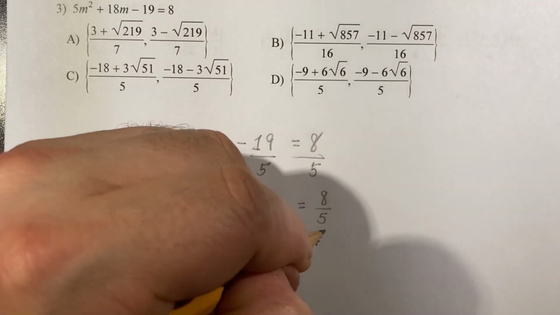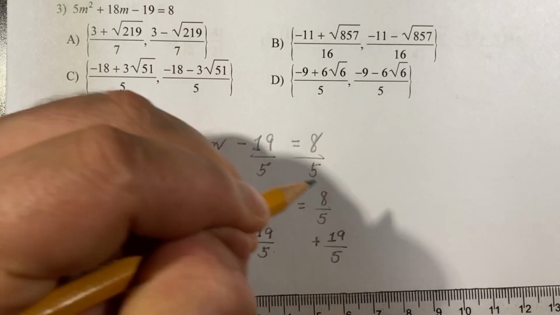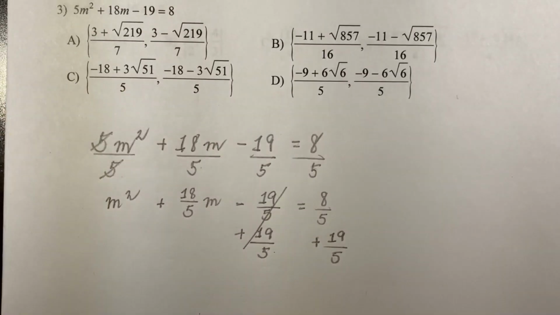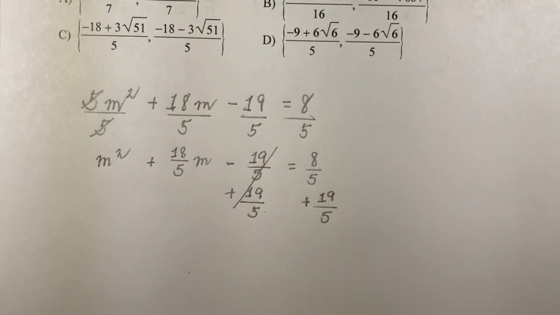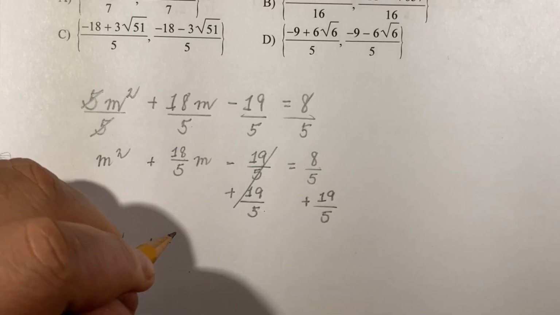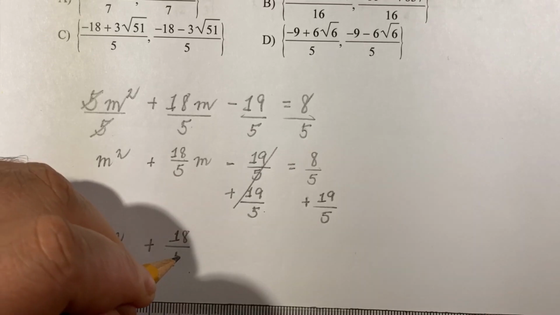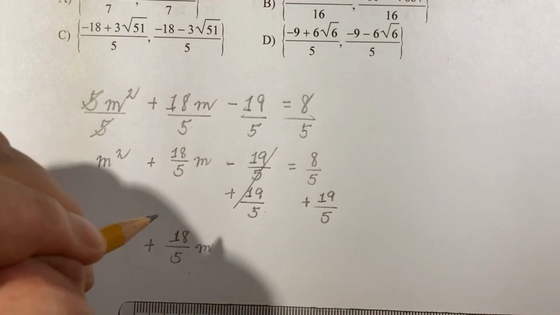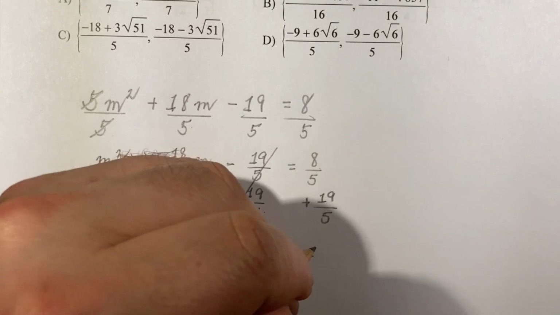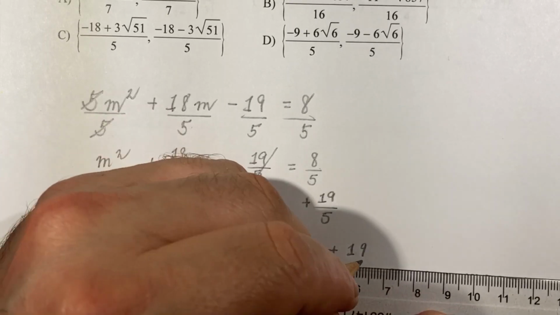Add it on the left. Add it on the right. Okay, they cancel out on the left. And so now you've got m squared plus 18 over 5m equals 8 plus 19 over 5.